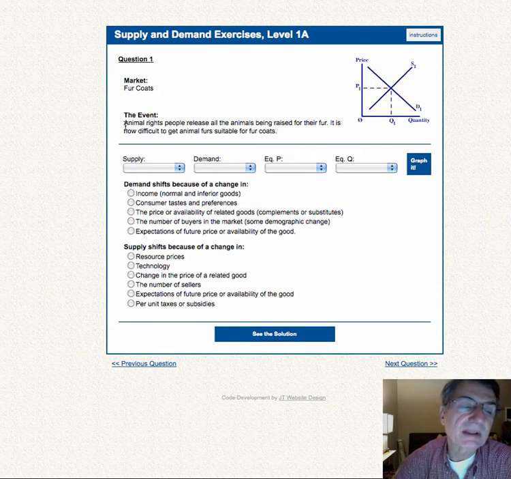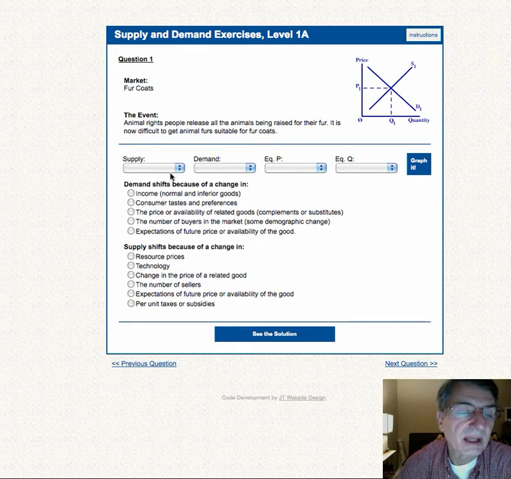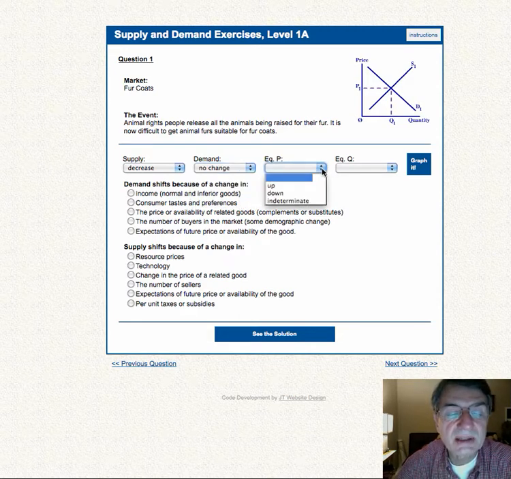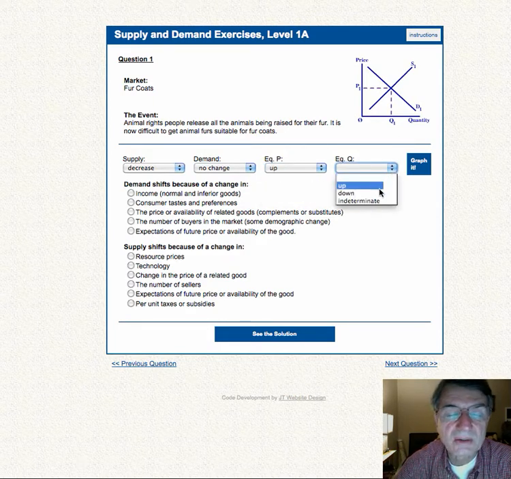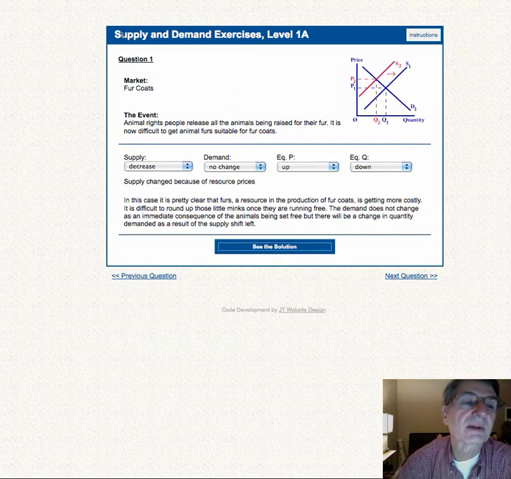And then something happens. In this case, animal rights people release all animals being raised for their fur. Well, if you don't have the animals, you're not going to get the fur, so supply is going to decrease. Anyway, so you can play it. So you'd say supply decreases, demand, there's no change. Then if supply decreases, equilibrium price is going to go up, and the quantity is going to go down. And supply shifted left because of resource prices. Let's see if we're correct. Oh, we're correct. What a surprise.